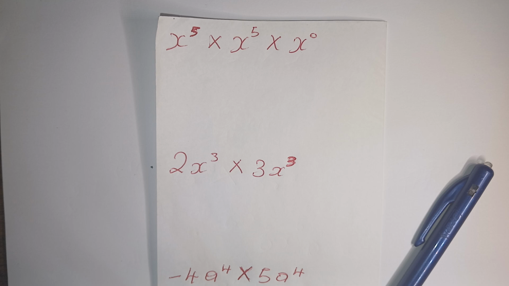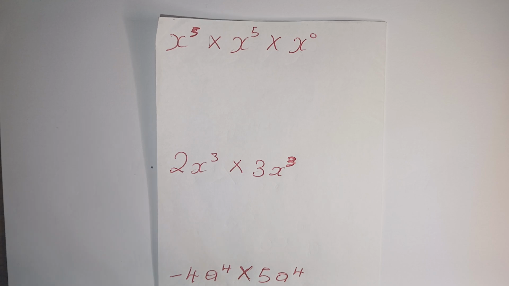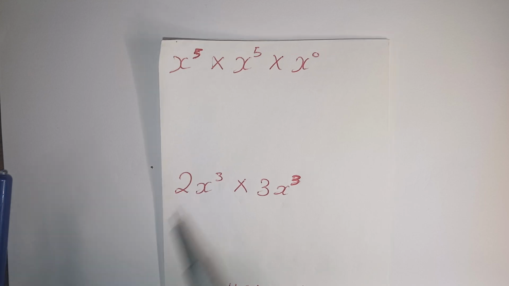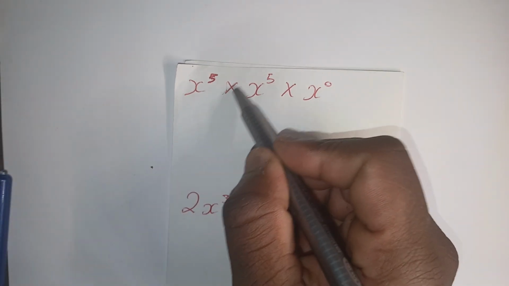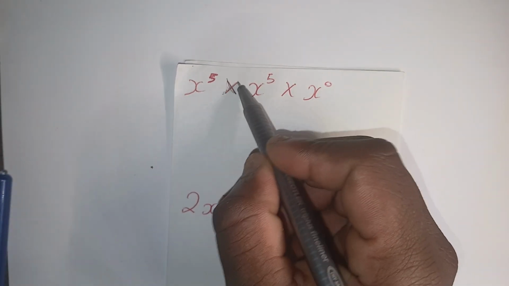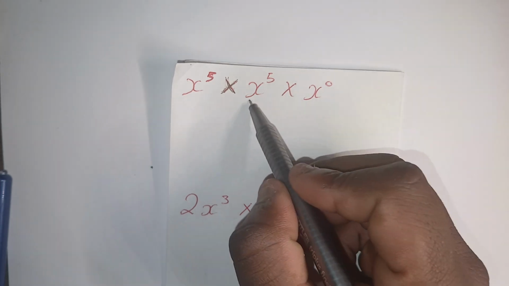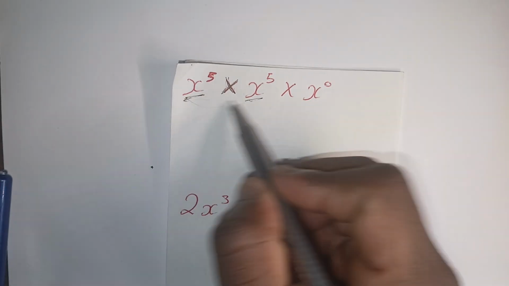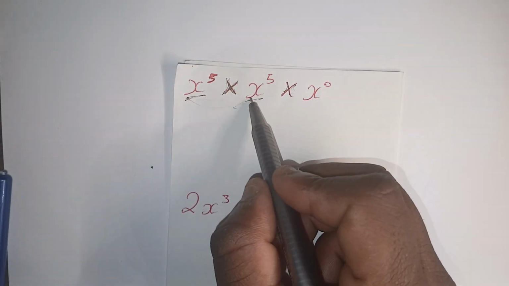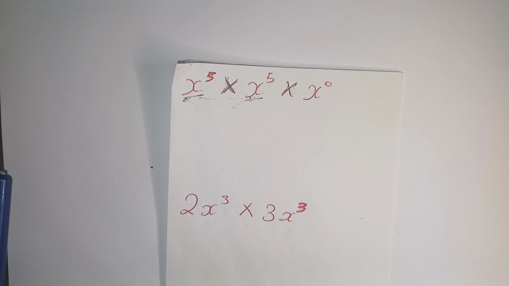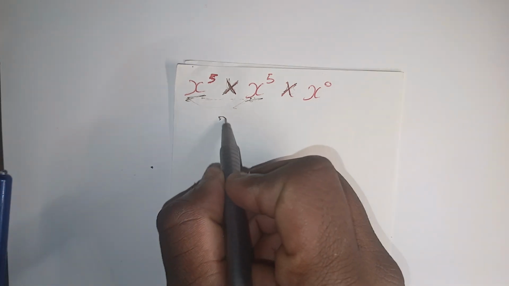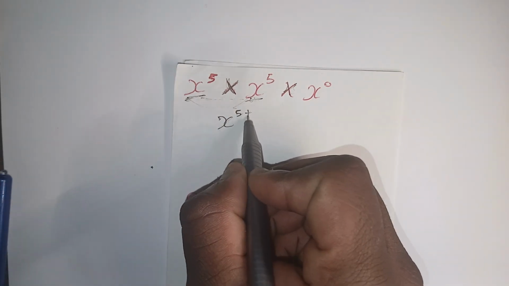In this video, I want to show you these simple questions, and then I will go deep. So just try to listen. You know that when you multiply the same base, we add the exponent. So meaning this thing will be x to the exponent 5 plus 5.